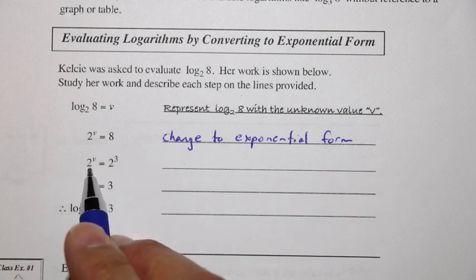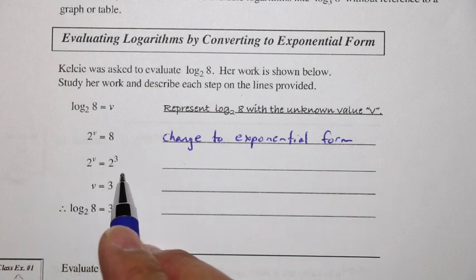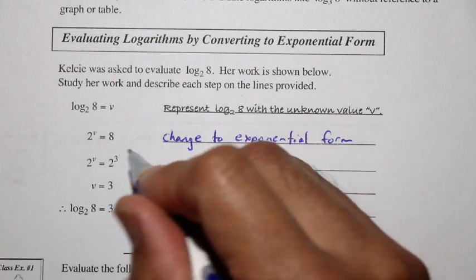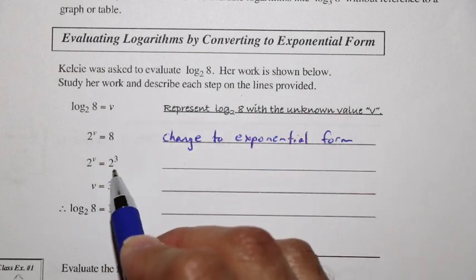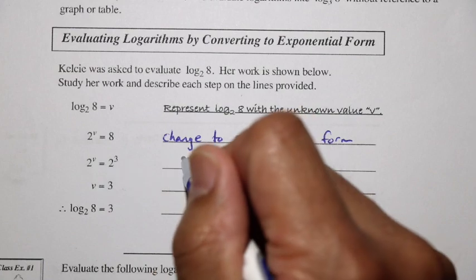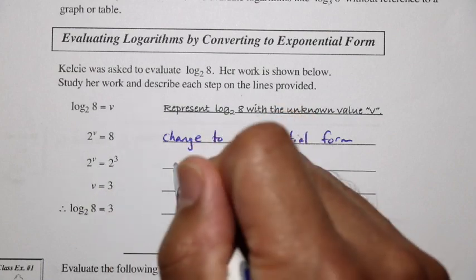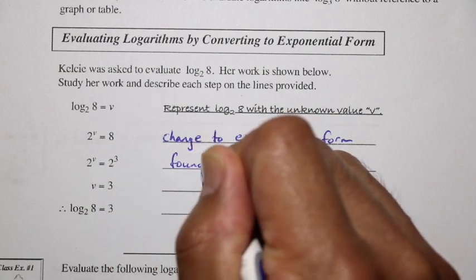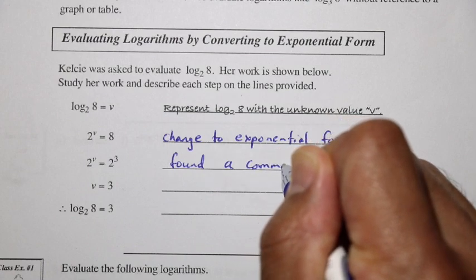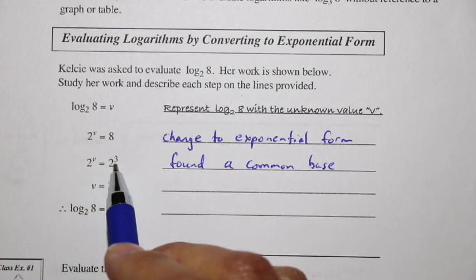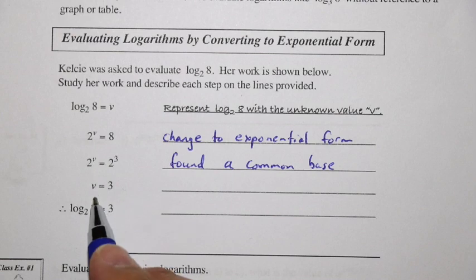Then here she says 2 to the v is equal to 2 to the 3. So what did she do here? She replaced the 8 with its equivalent form of 2 cubed. I think she used the common base 2 here, so she found a common base and then wrote that number in that base.